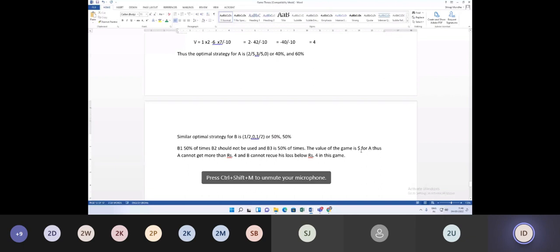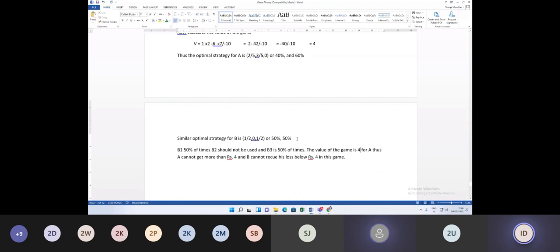The value of the game is, right? What is the value of the game? How is it worked out? The value of the game is 4. Just now we have worked out here. Value of the game is 4 for A.